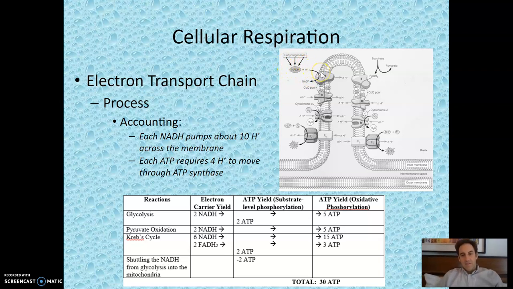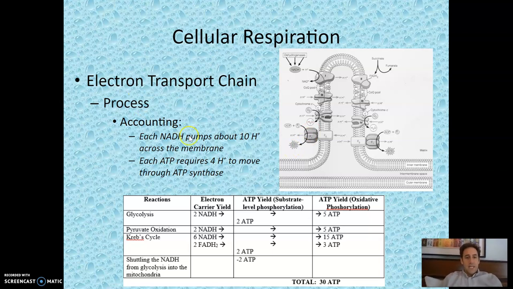So again, NADH donates an electron. That electron gives off energy as it's moved from protein to protein to protein, ultimately reacting with oxygen to form water. Along the way, the energy released is used to pump protons against their gradient. Those protons then go back down their gradient, and the energy released as they go back down their gradient is used to produce ATP. That's the gist, okay?